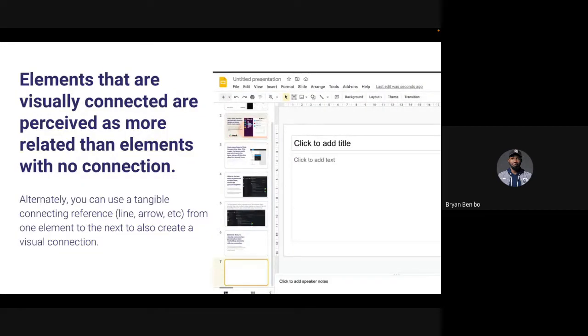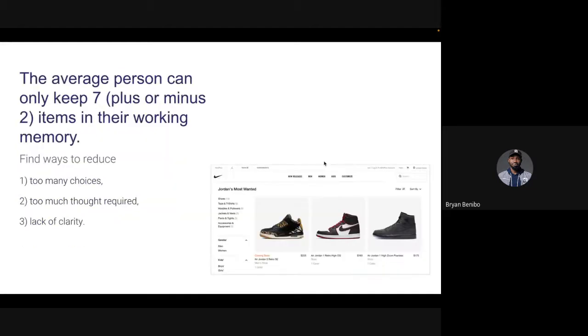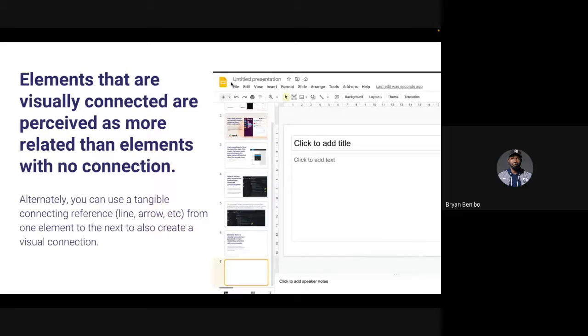The next is: elements that are visually connected are perceived as more related than elements with no connection, right? There's another product I want to put here, but I forgot that product. So this is Google. Alternatively, you can use a tangible connecting reference, lines or arrows from one element to the next, to also create a visual connection. If you look at this, all the menus are on one side and they are separated with a line. All the tools on one side are separated with a line. This feature is on almost every other product that you can see. It's on Figma. They always do that.